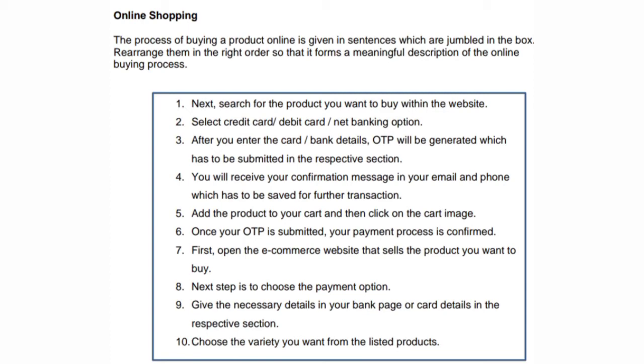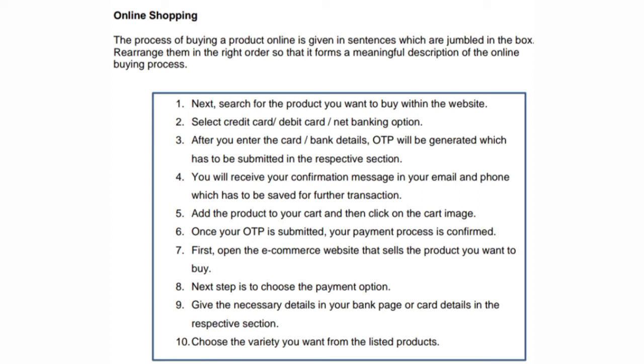Sixth one, give the necessary detail in your bank page or card detail in the respective session. Seventh one, select credit card, debit card or net banking option. Eighth one is, after you enter the card or the bank details, OTP will be generated which has to be submitted in the respective session.